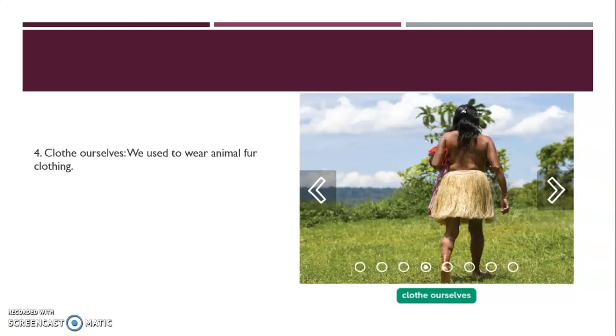Clothes. We used to wear animal skins for clothing. Nowadays, we use cotton cloth. What would you imagine that can happen in the future? Let me know your answer.